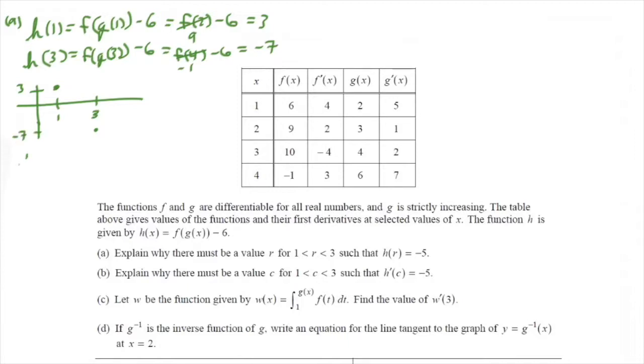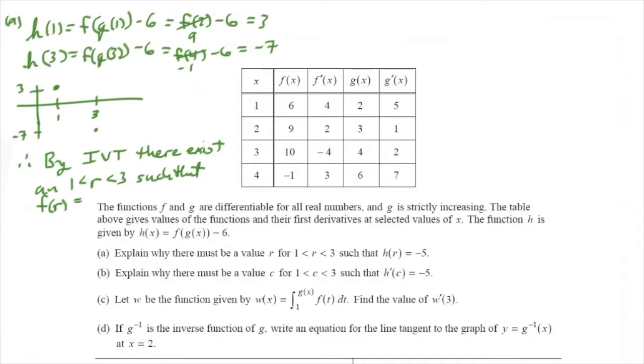Therefore, by IVT, there exists an r, let's see, r that is greater than 1 and less than 3, such that h of r equals -5.